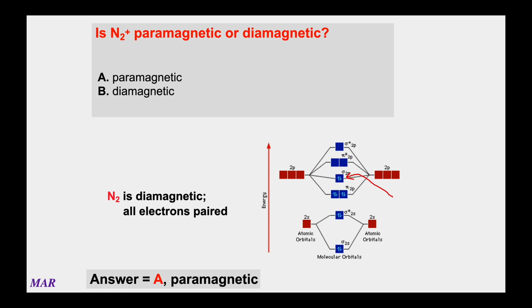N2 minus, one extra electron, would also be paramagnetic because we'd have to add that extra electron to the lowest unoccupied molecular orbital, the pi star 2p. Pretty cool. It's easy to tell with molecular orbital diagrams, a lot of information on the ions of molecules if you have the default molecular orbital diagram listed. We'll look at that more in the problem set as well.